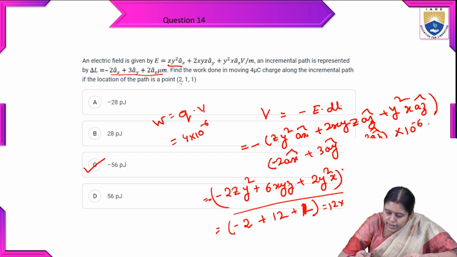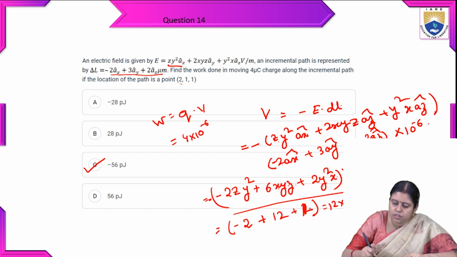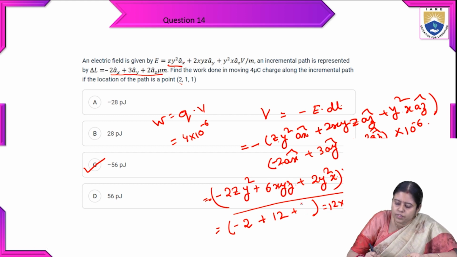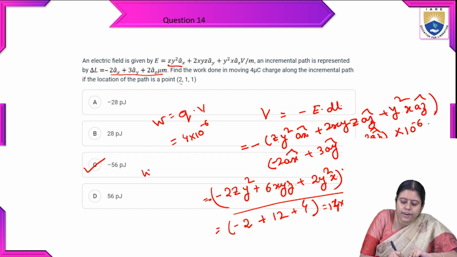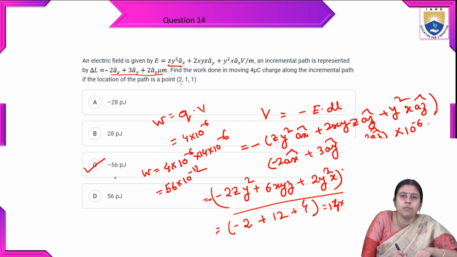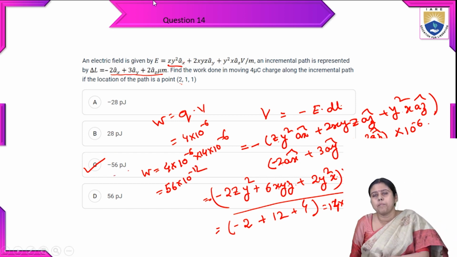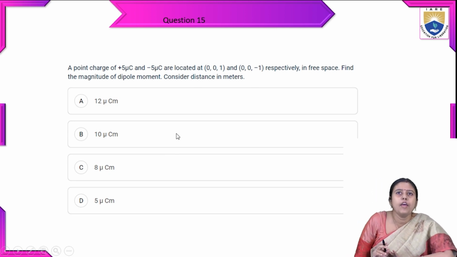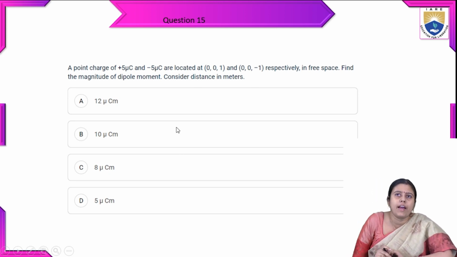It was 2y square x. Sorry, 2y square x. Okay, x value is 2. So it is coming 14 into 10 to the power minus 6. So what is the work done? 4 into 10 to the power minus 6 into 14 into 10 to the power minus 6. So it is coming 56 into 10 to the power minus 12. So minus 56 picojoule.